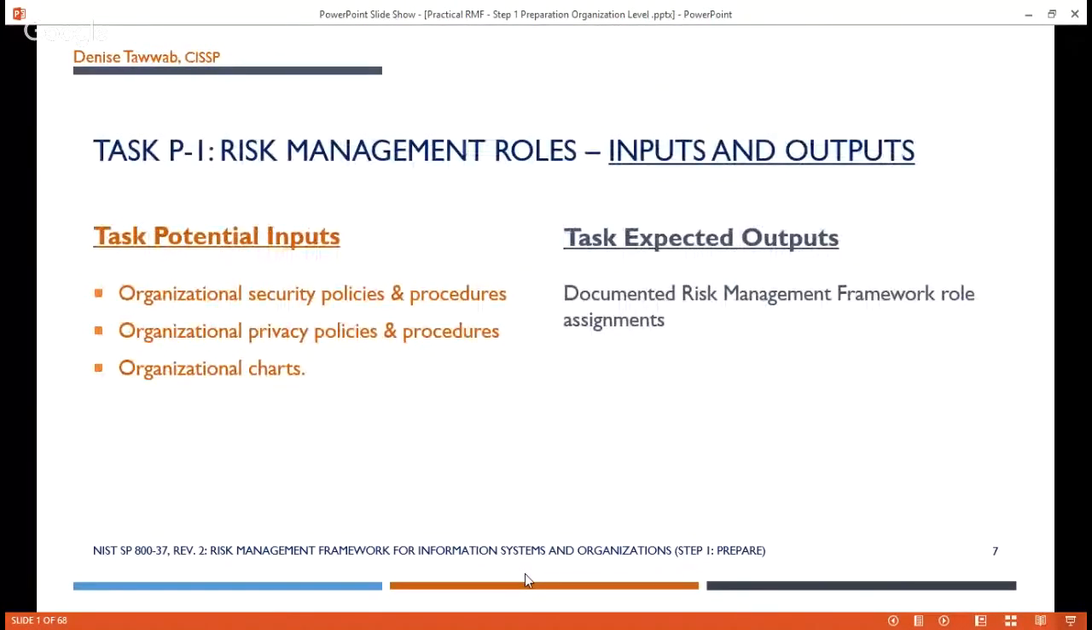All right, inputs to the risk management roles task include your security policies and procedures, your privacy policies and procedures, and the organization chart. This is where you assign who's going to do what. The expected output from this is a document that shows who has been assigned to what role in the risk management framework.